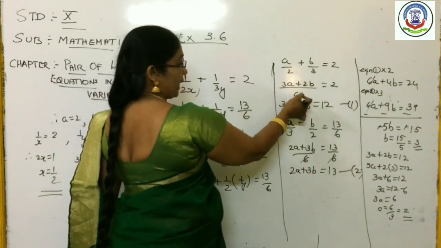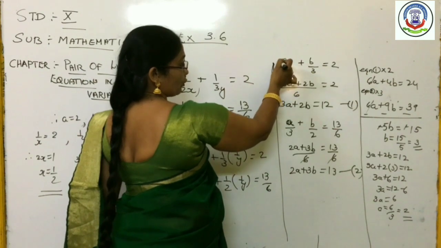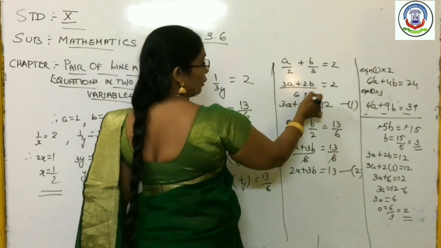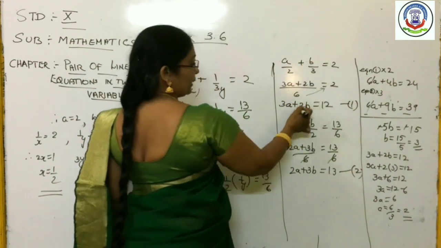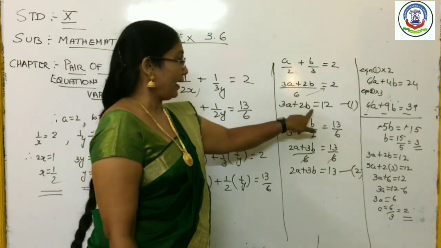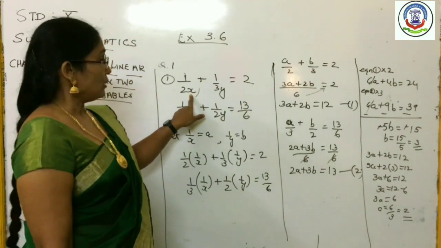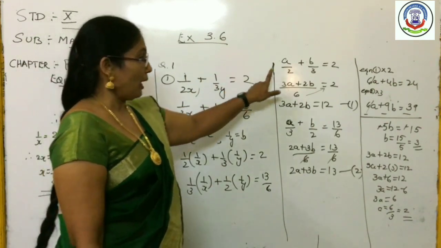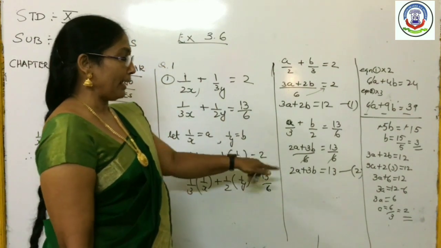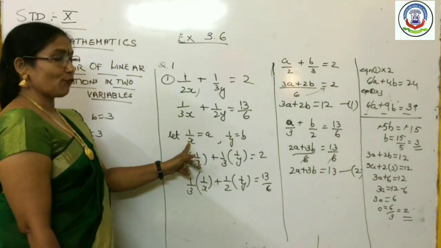2 threes are 6, the LCM. So it will be 3a plus 2b is equal to, and this 6 will cross multiply here, 12. So you got a linear equation in the variables a and b. But our intention is to find the solution of x and y. After solving this you will get a and b only, but after that we can change it back into this form.